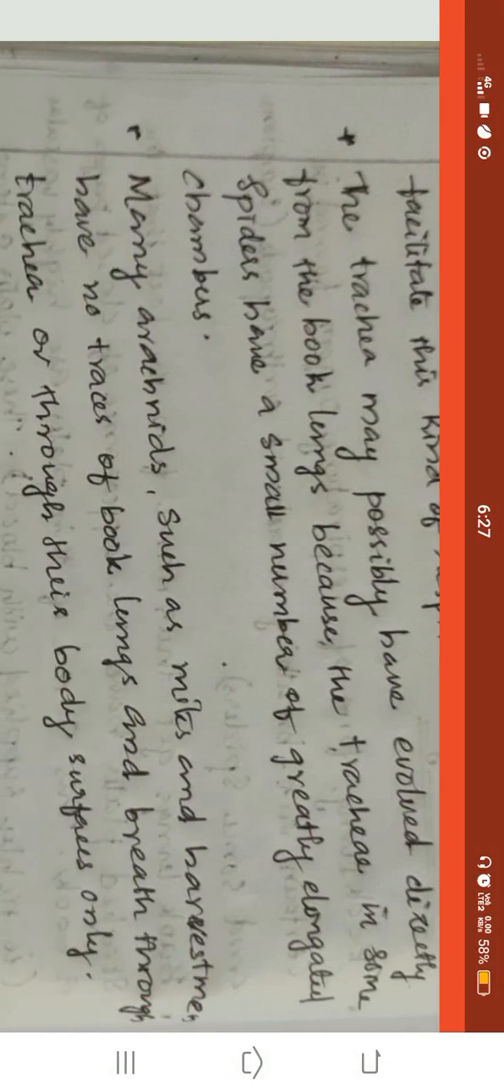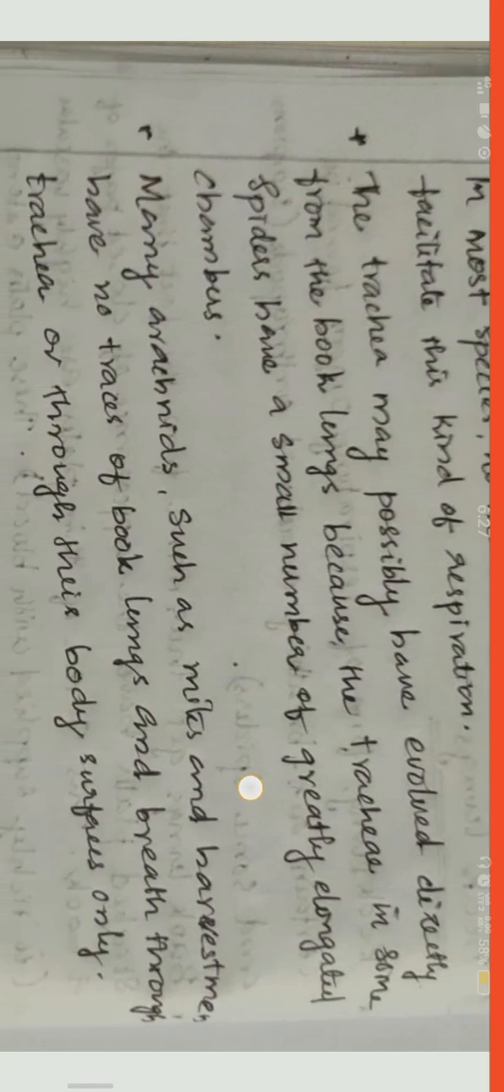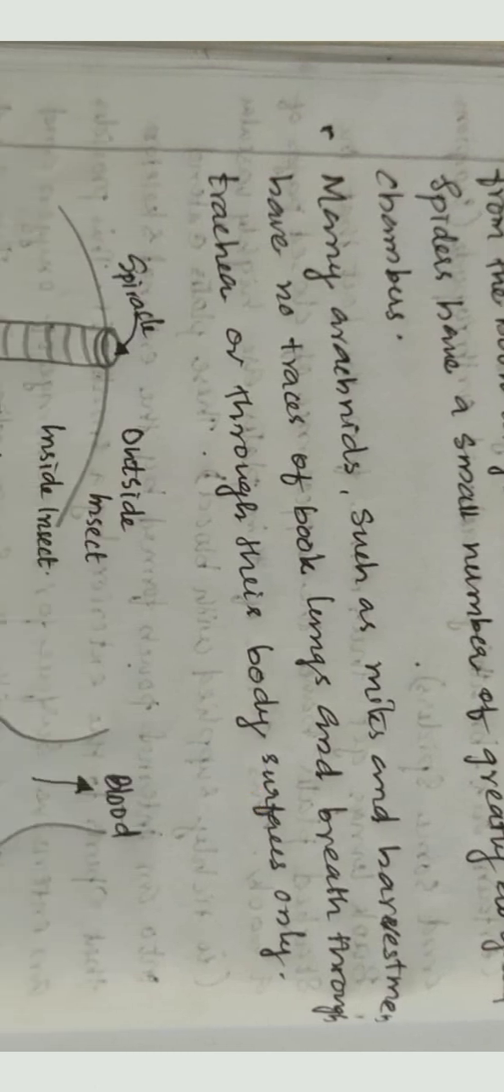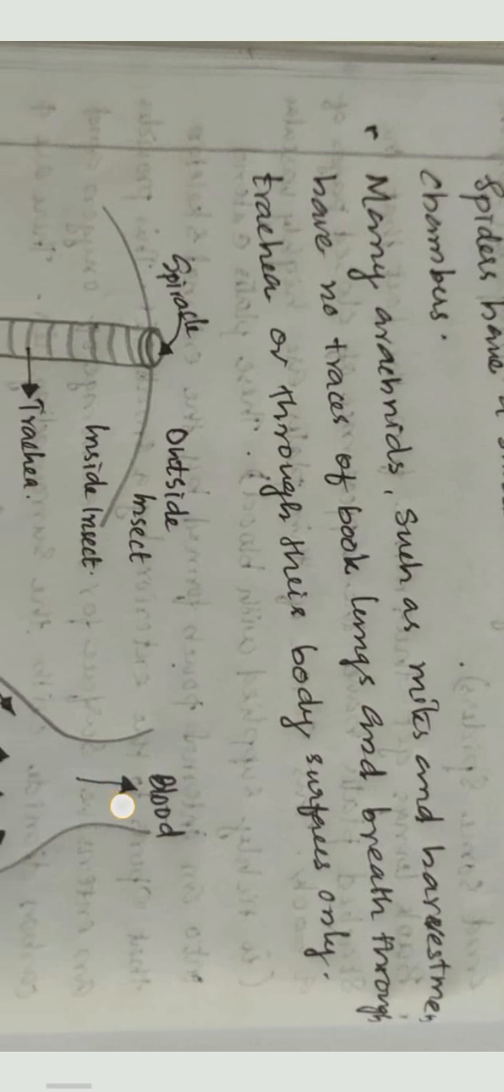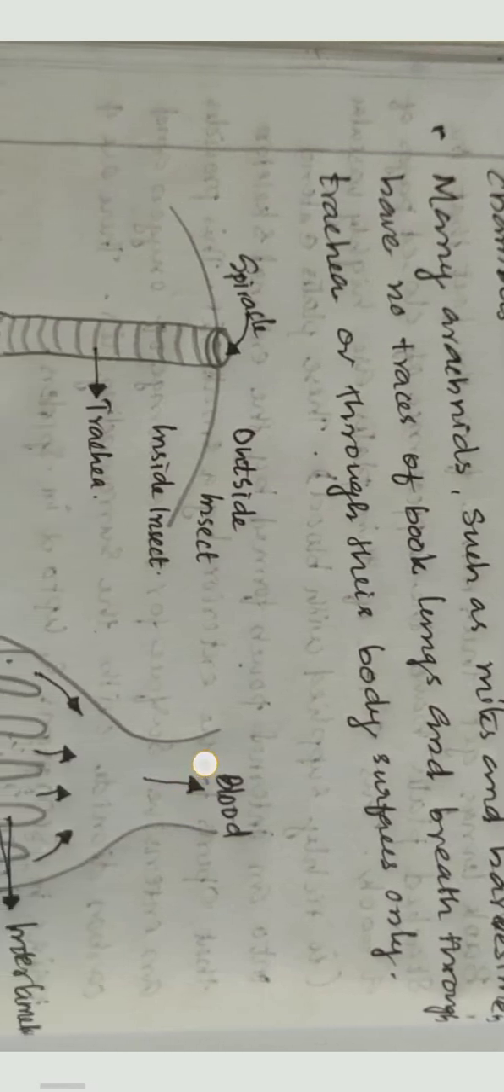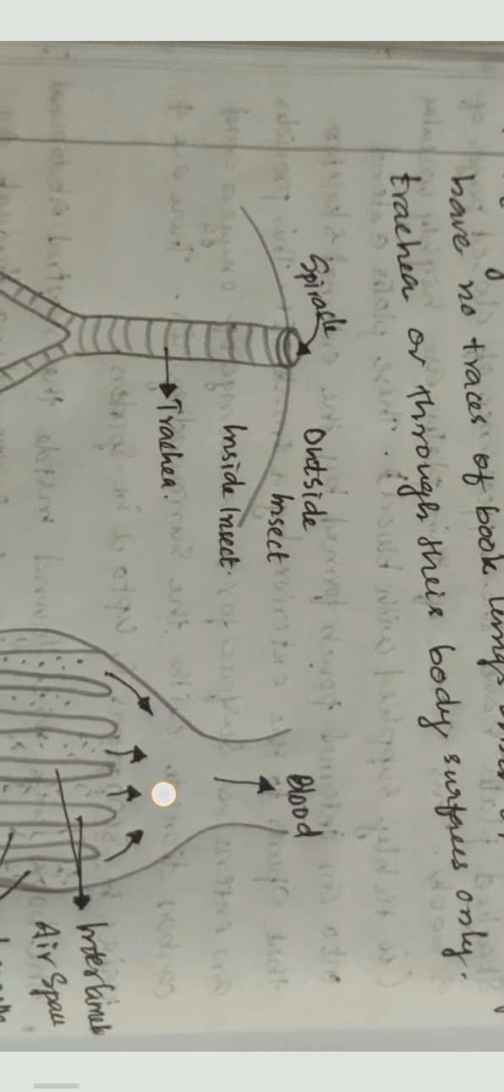The trachea may possibly have evolved directly from the book lungs, because the trachea in some spiders have a small number of greatly elongated chambers. Many arachnids, such as mites and some others, have traces of book lungs and breathe through trachea or through their body surface only.